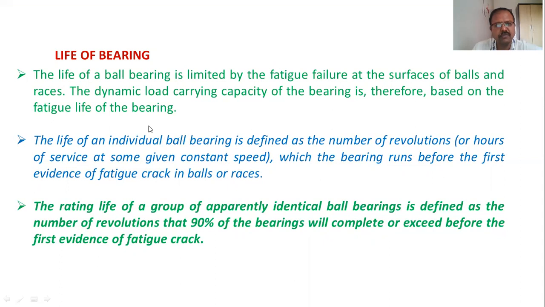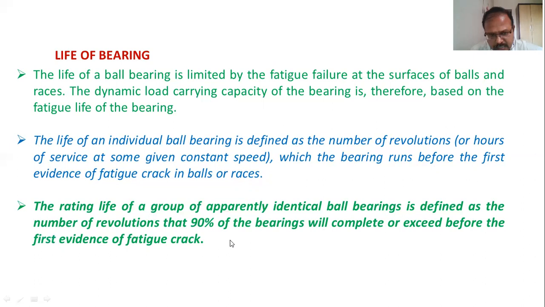And therefore, instead of defining the life of an individual ball bearing, we are defining the life of a group of apparently identical ball bearings. So it is mandatory for us to calculate the rating life, and we will define it. The rating life of a group of apparently identical ball bearings is defined as the number of revolutions that 90% of the bearings will complete or exceed before the first evidence of fatigue crack. Say if we are talking about 10 apparently identical ball bearings, then if 9 of those 10, that is 90%, complete or exceed that number of revolutions, it will give us the rating life.